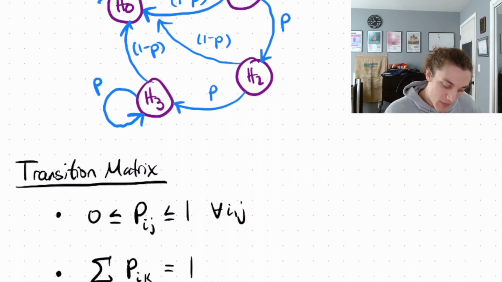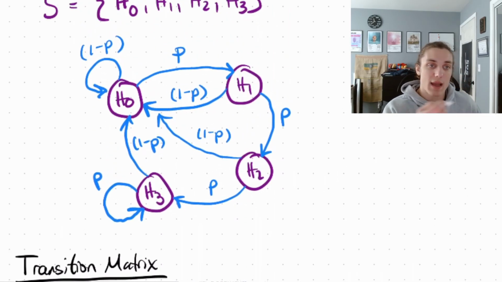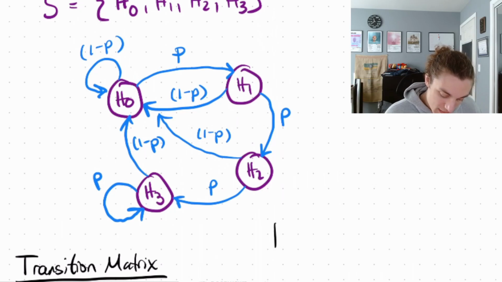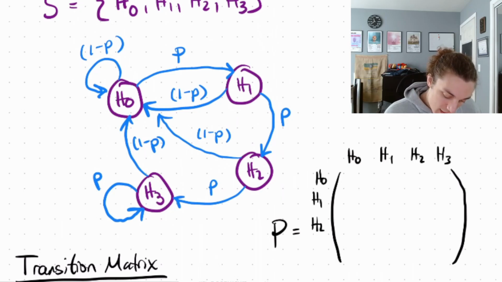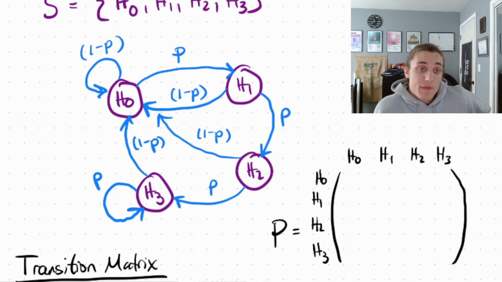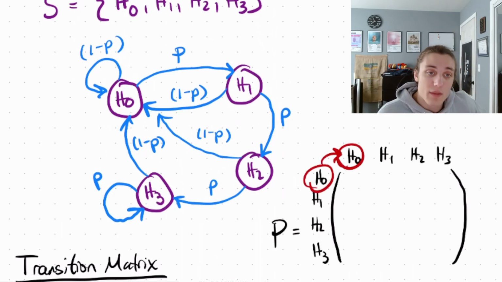But how do we construct it? Well, it's very easy to construct once we have this diagram, which we've already drawn. So let's go ahead and construct this transition matrix. P is equal to, and what we're going to do is draw a row and a column for every state. So we have H0, H1, H2, and H3, and H0, H1, H2, and H3. And to fill this in, all we have to do is ask, what is the probability of going from here to here? That is, from row to column?